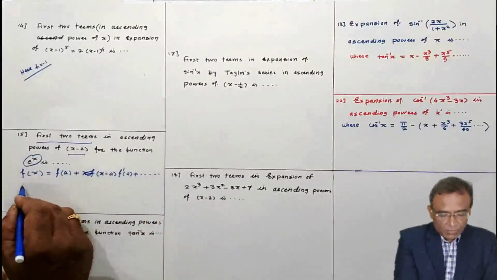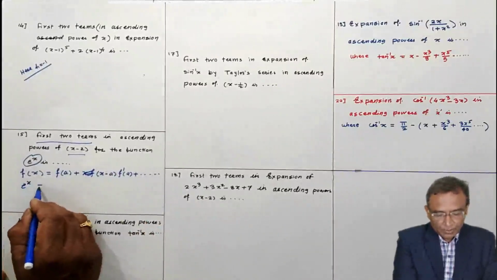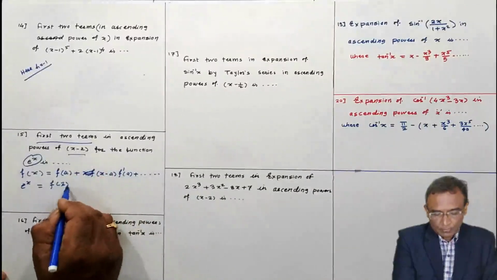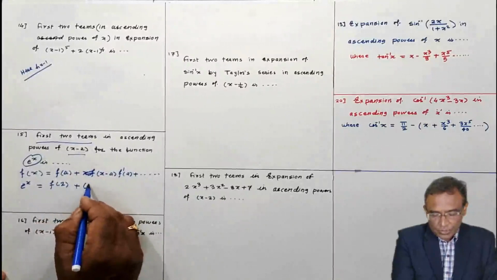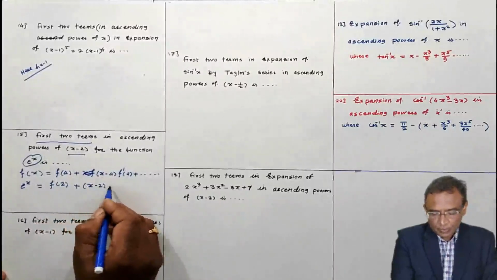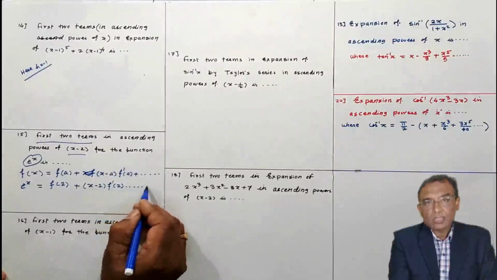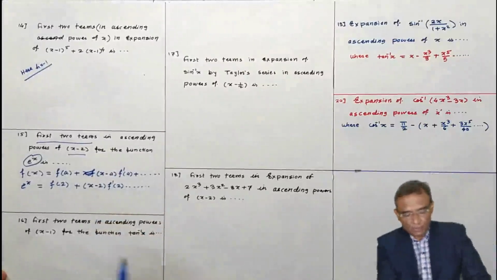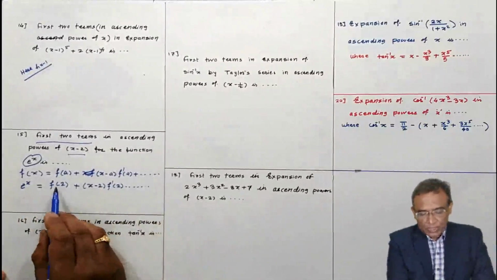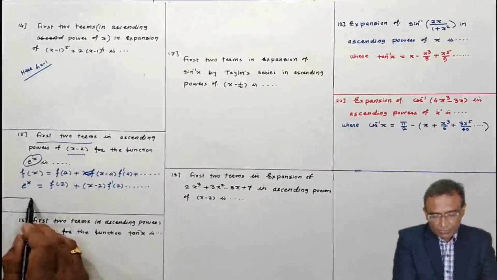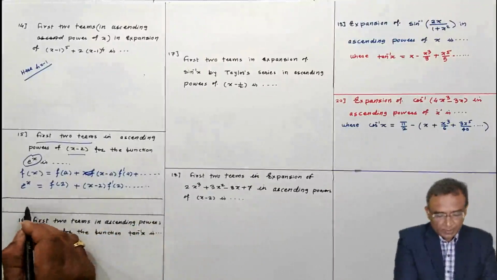Here f(x) is what? e raised to power x. In this problem a is what? 2. Here a is 2. Infinite series up to 2 terms. And what is the requirement of this series? F of 2 is required, f dash of 2 is required. Now f of 2 and f dash of 2 I am finding here separately.